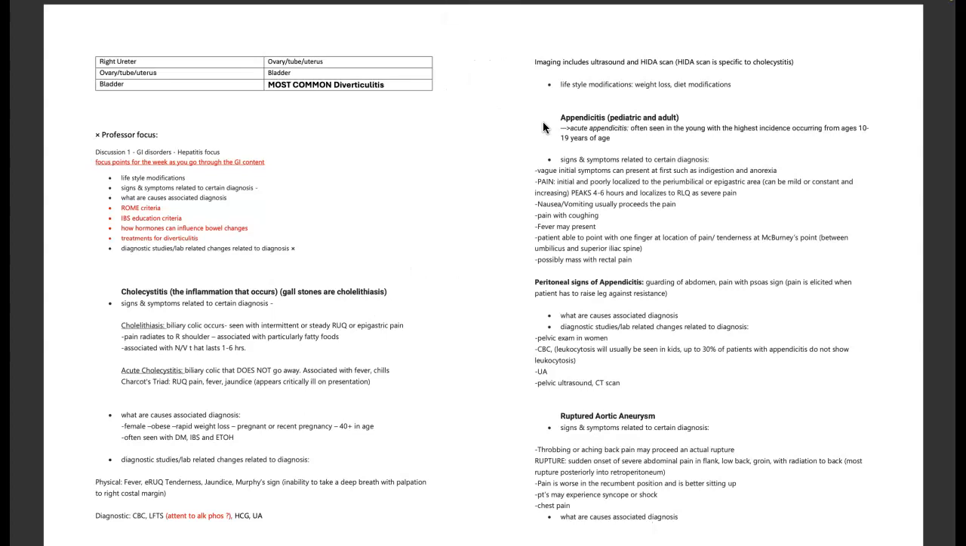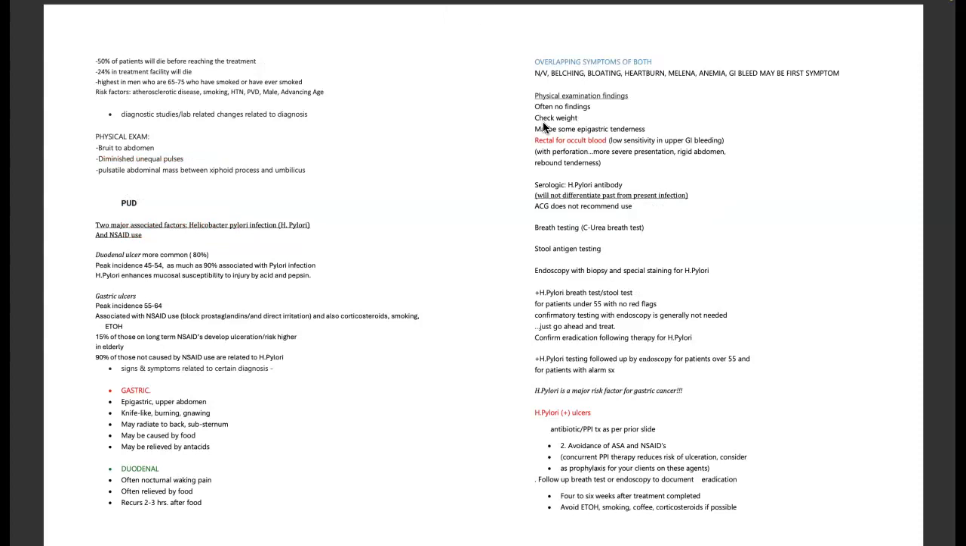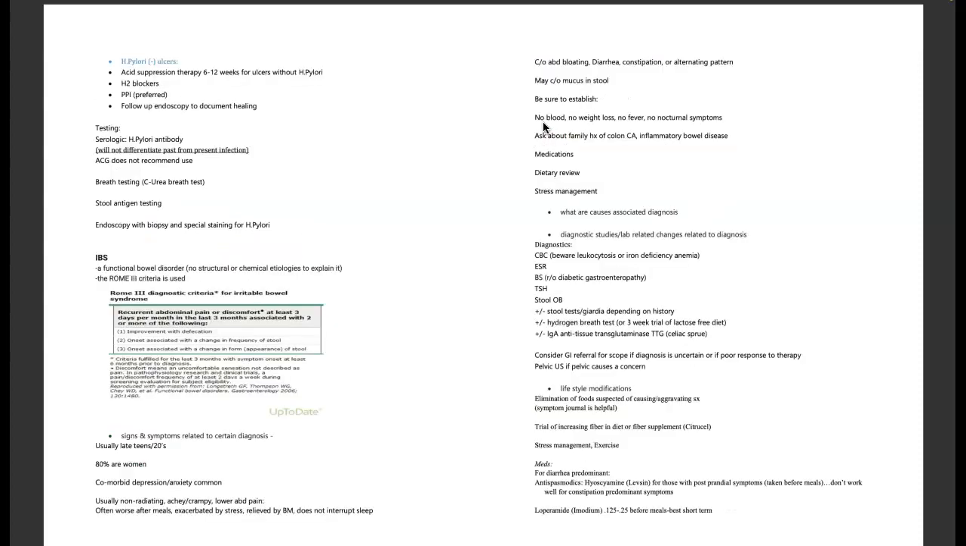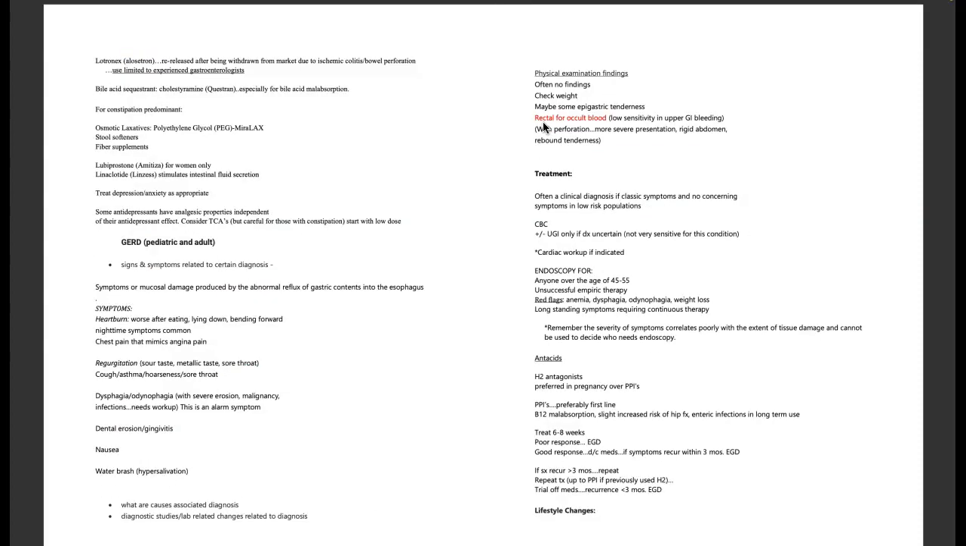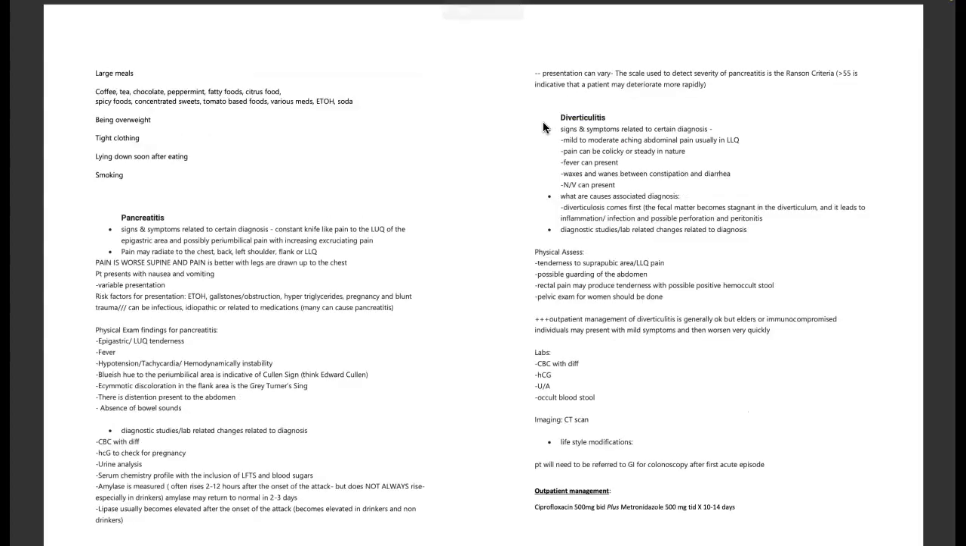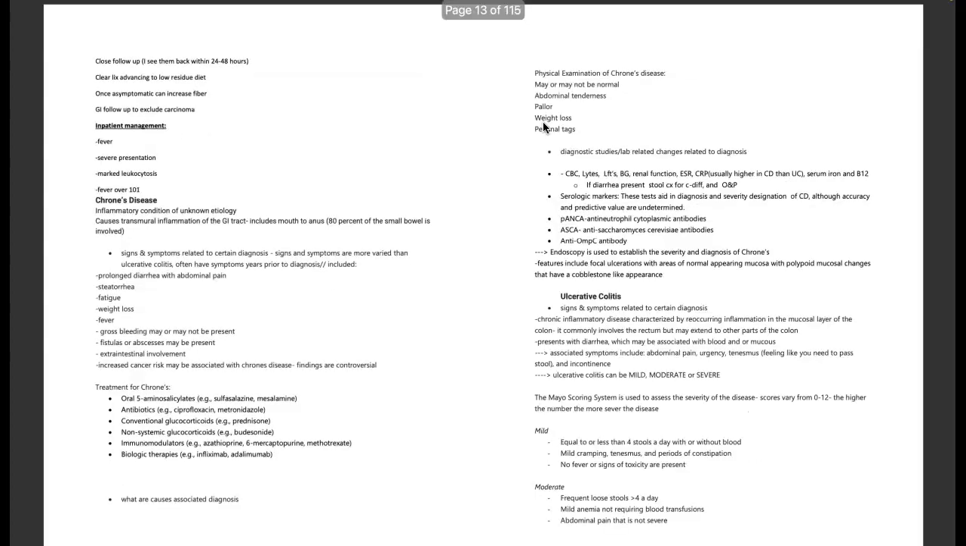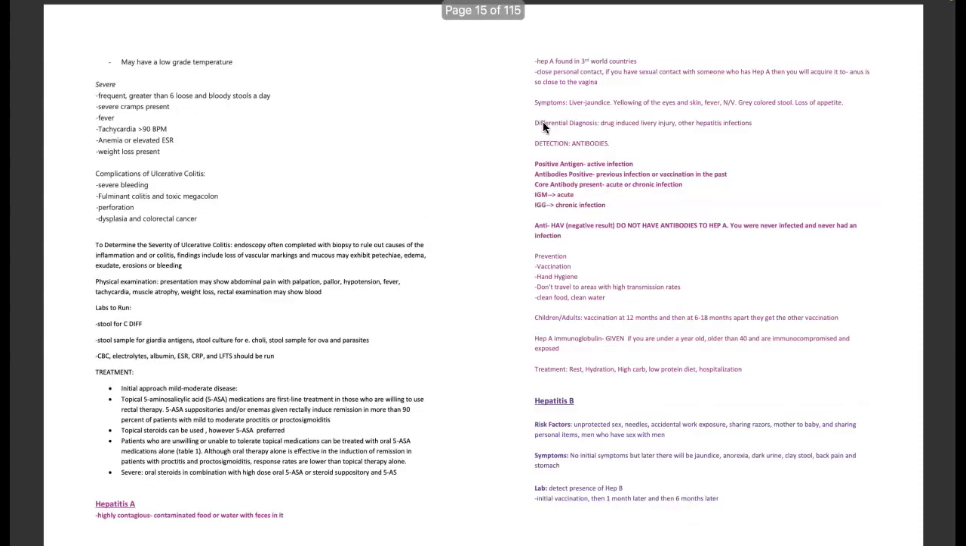And then I went through different disorders that include cholecystitis, appendicitis, and ruptured aortic aneurysm, peptic ulcer disease, H. pylori, IBS, GERD and treatment, pancreatitis, diverticulitis, Crohn's disease, ulcerative colitis. All these diseases I went through signs, symptoms, treatments, and indications, as well as diagnostic tests.